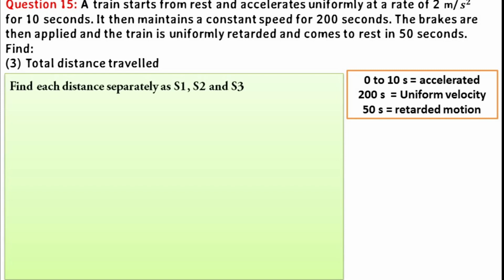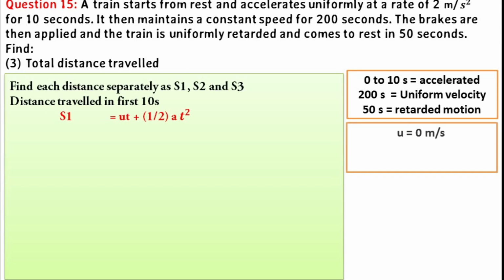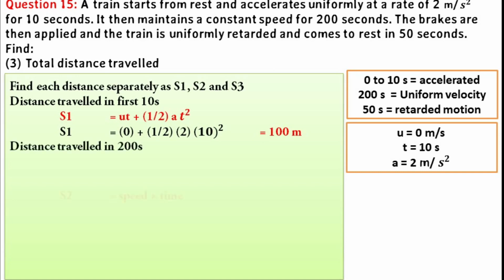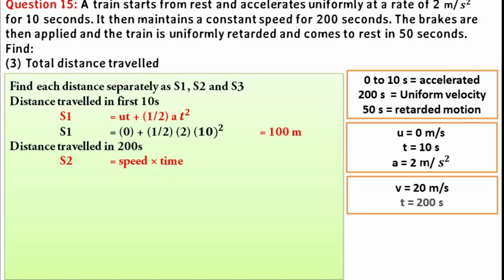First one, S1, let us use the second equation of motion, ut plus half at square. Here u is equal to 0, t is equal to 10 seconds and acceleration is equal to 2 meter per second square. So 0 plus 1 by 2 into 2 into 10 square, which is equal to 100. Now S2, let us take the formula speed into time. Because it is a uniform velocity, here v is equal to 20 meter per second, time is equal to 200 seconds. So 20 into 200, which is equal to 4000 meter.